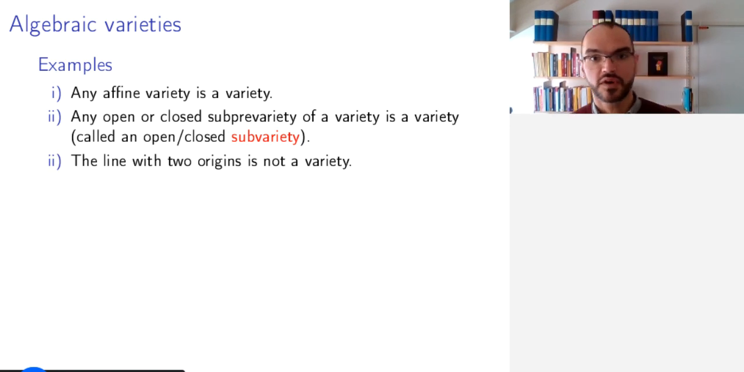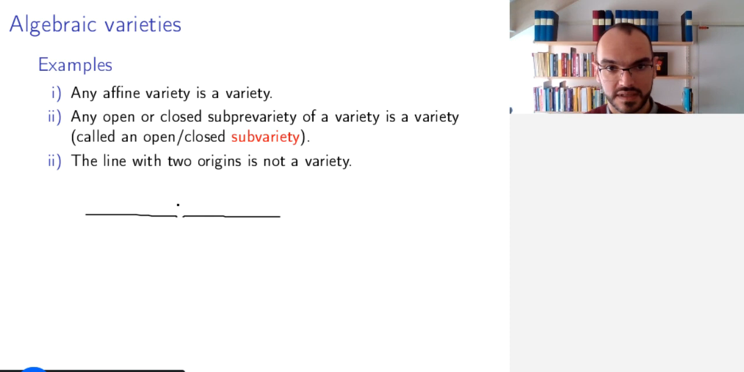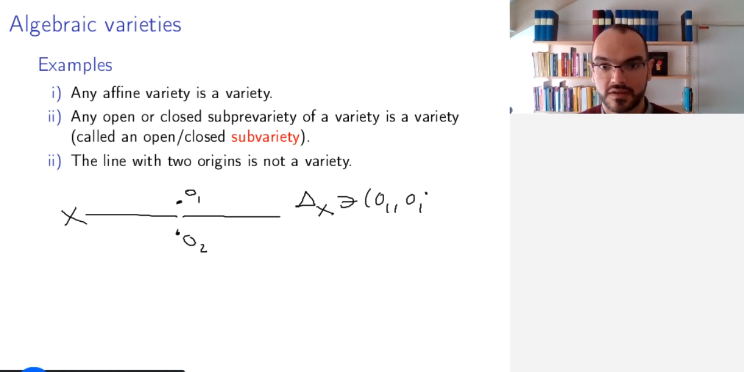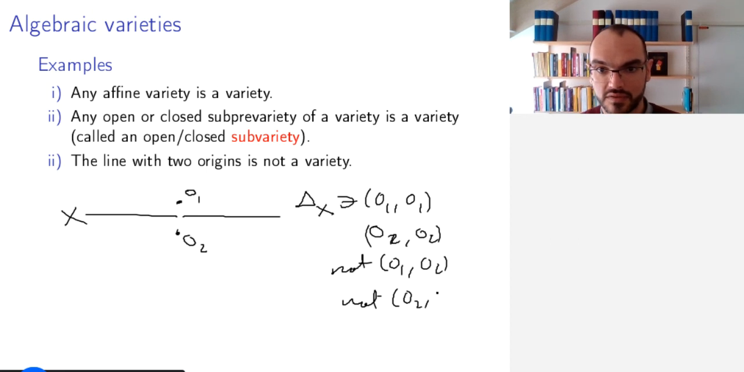The line with 2 origins is not a variety. So this line here with 0_1, 0_2, in x times x, the diagonal, so if this is x, the diagonal delta x will contain (0_1, 0_1) and (0_2, 0_2), but not (0_1, 0_2) and not (0_2, 0_1). So it will not be closed.